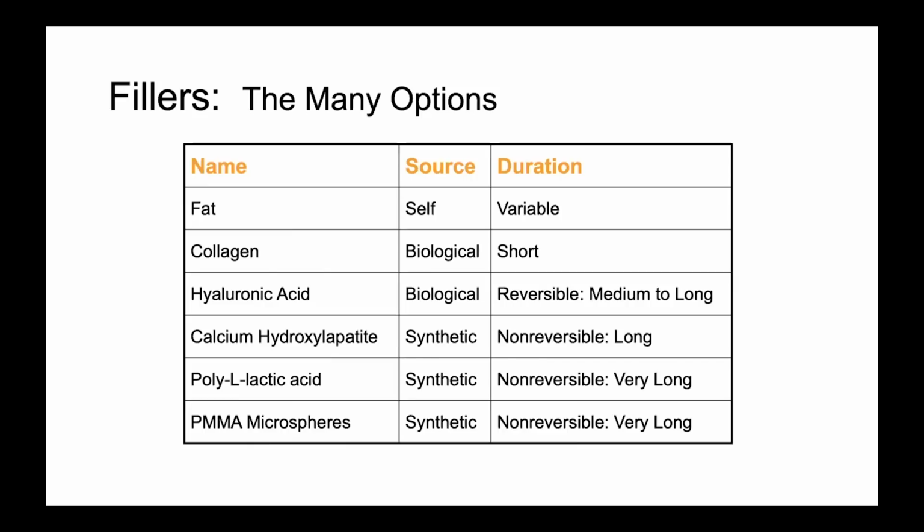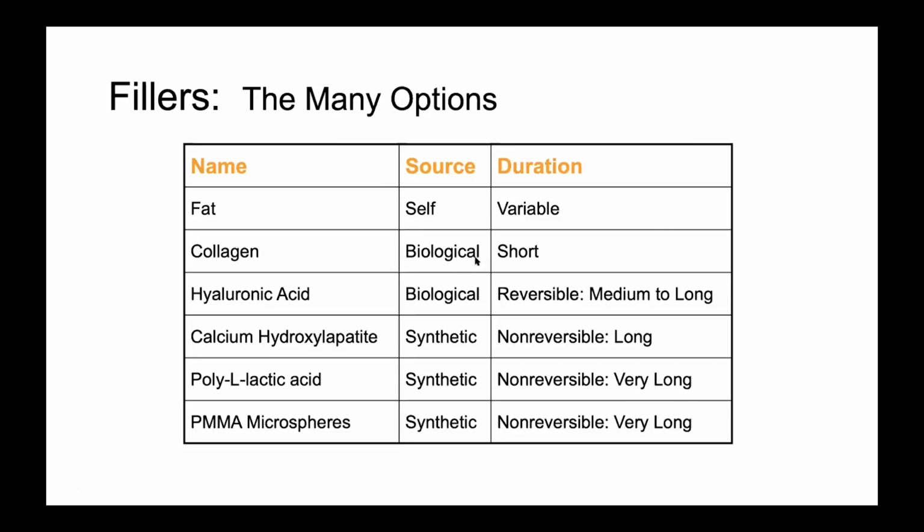Super large number of options that we can use to fill the skin. Probably the oldest one that people have been filling with is fat. It's from yourself. Trouble with fat is it often has a lot of variable duration. It has variable take. So often we'll take fat via liposuction type techniques from the belly or other areas of the body, and then we'll inject it into areas of the face. Sometimes it takes more in one area than another. It's a little less predictable that way, but it is very long lasting and it is your own tissue.